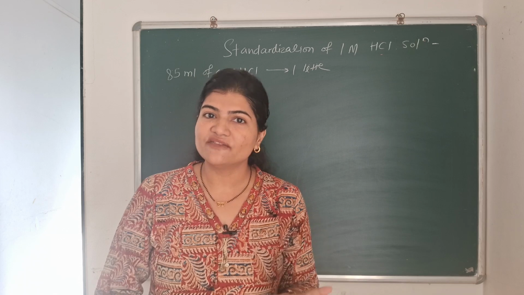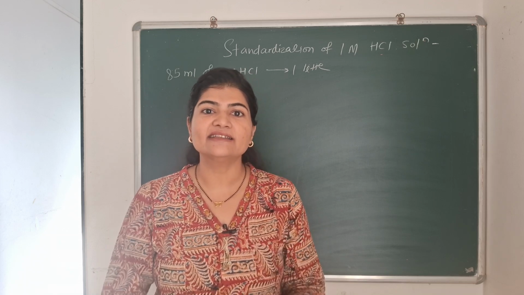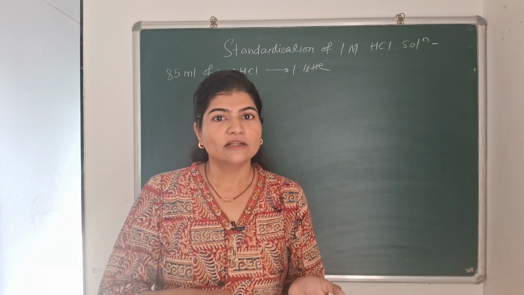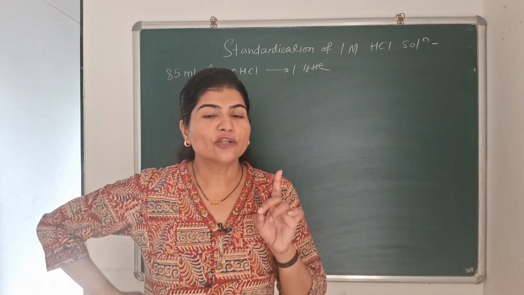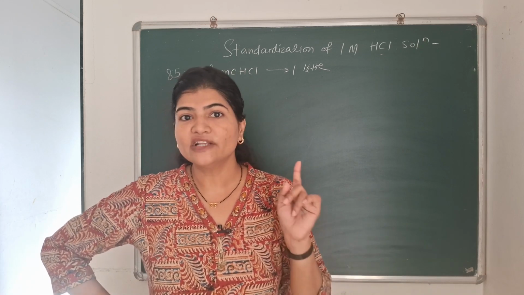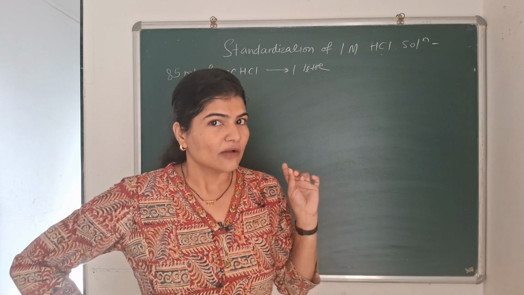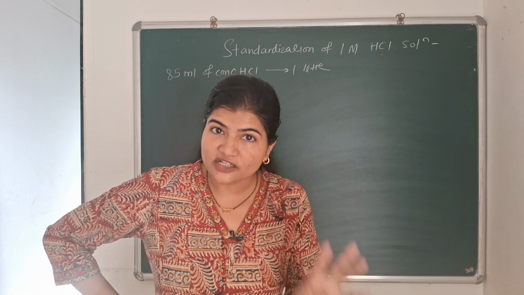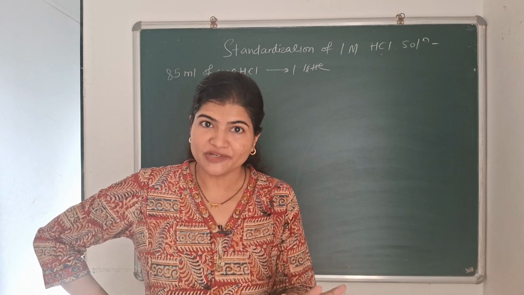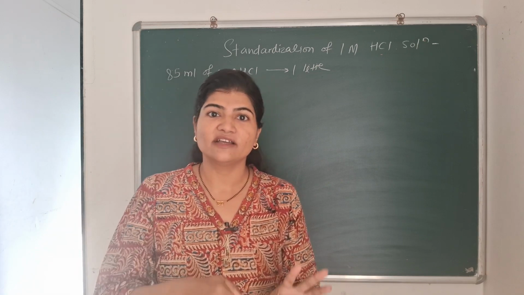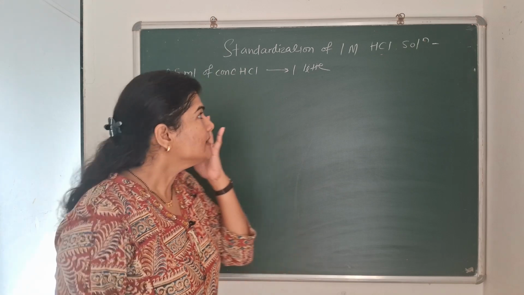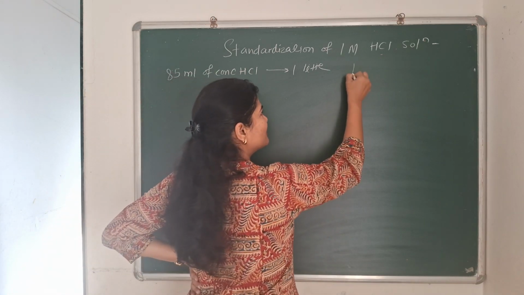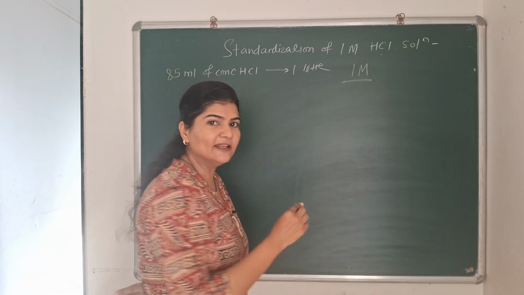We have to always add concentrated acids to a sufficient volume of water, but not the other way around. You cannot add water to acid. You will not take 85 ml of acid in the flask and then add water. No, we have to take sufficient water in the volumetric flask, and then we will add acid to it. It will avoid splattering.